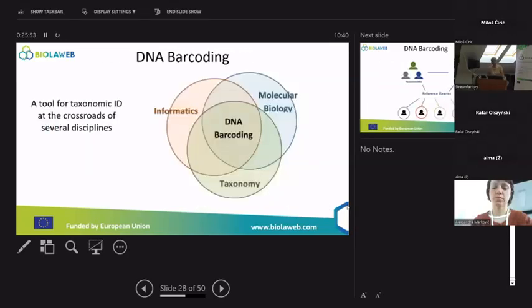From what you've seen up to now, you could see that DNA barcoding is really at the crossroads of different disciplines. Of course, you have the wet lab part with the molecular biology. You have the taxonomic part, because you need strong reference databases with clear taxonomic identification. And you have the informatics, bioinformatics part, which is also very important to make sense of the sequences.